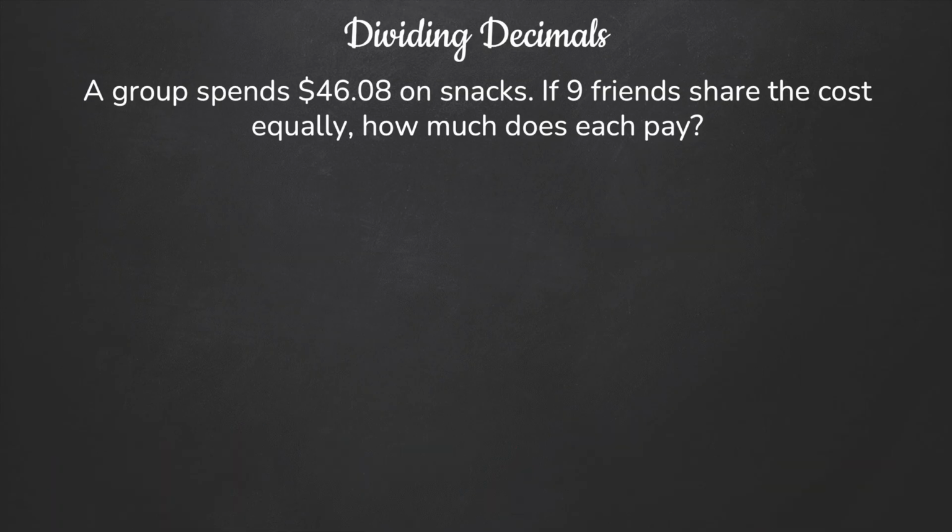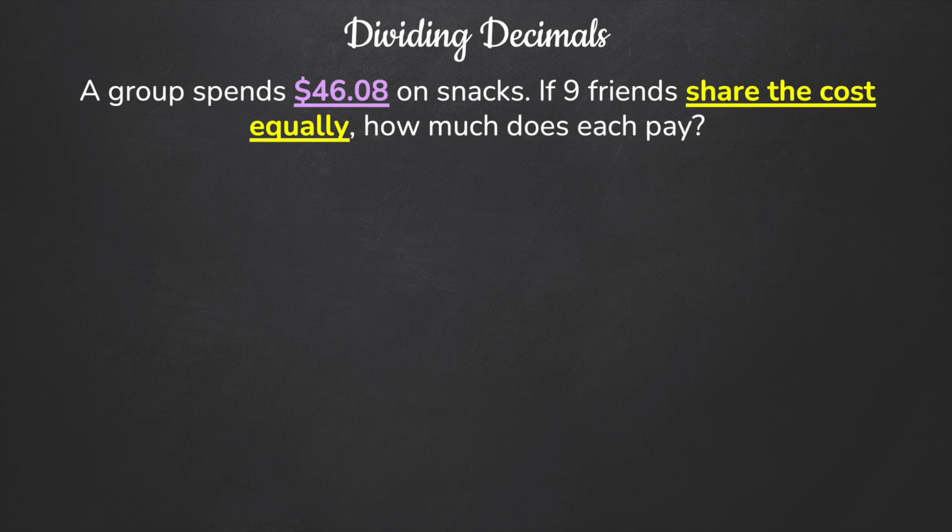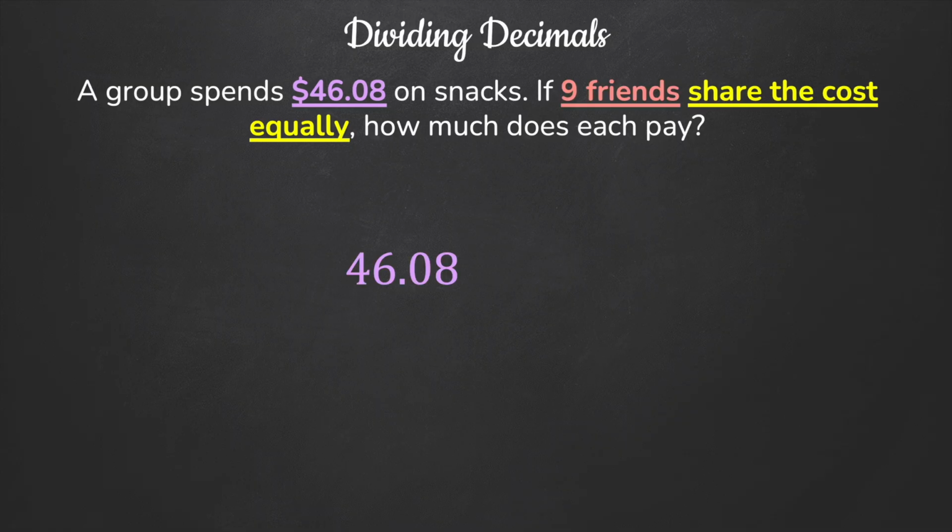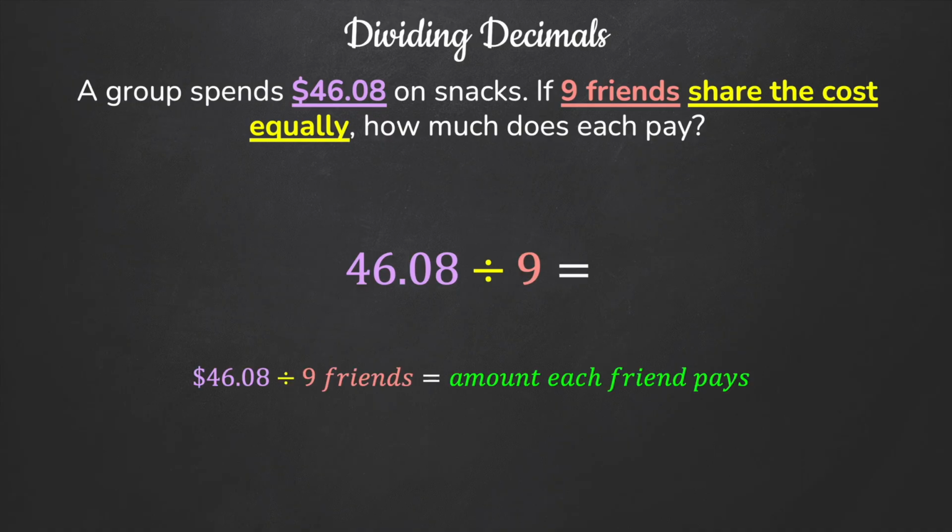To get us started, here we have a word problem that says a group spends $46.08 on snacks. If 9 friends share the cost equally, how much does each pay? So we know that the snacks cost $46.08 in total. We're going to divide because the friends are sharing the cost equally, and we're going to be dividing by 9 because there are 9 friends. Basically, we're taking the total cost, dividing it by the 9 friends to figure out the amount that each friend pays.